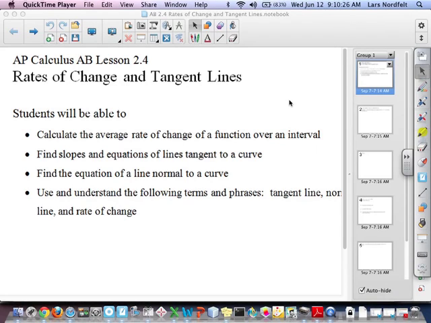Okay, here we go with lesson 2.4, rates of change and tangent lines, and the audio is working now.